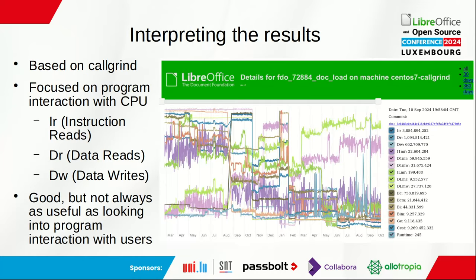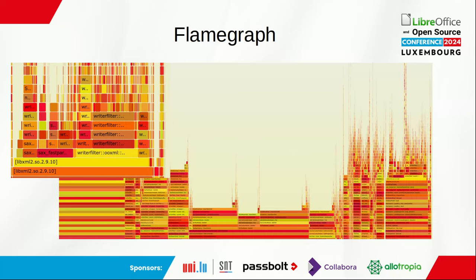So if you click on the results, you will see something like this. This is based on Callgrind, and it is focused on program interaction with the CPU. For example, you see IR for instruction reads, DR for data reads, and DW for data writes. This is good for fixing some low-level bugs in the code, but it is not always as useful as looking into the interaction of the program with the users. So the user-level tests are something that can be very helpful.